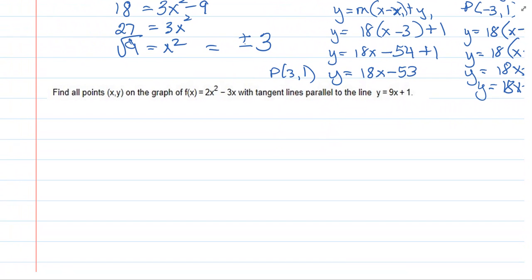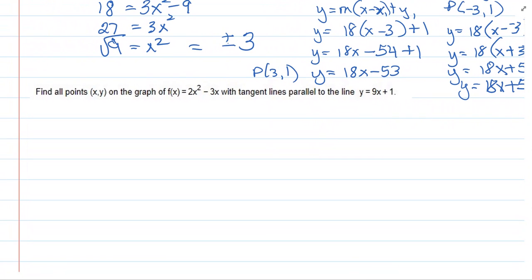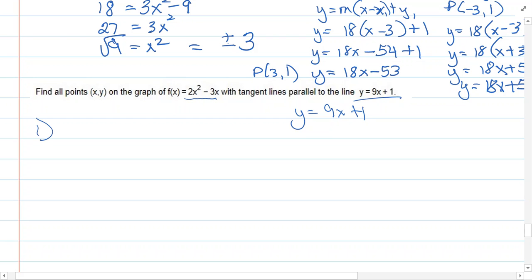Now we're at the last one. Find all points x, y on the graph of 2x squared minus 3 with tangent lines parallel to the line y equals 9x plus 1. Our first concept is, what is the slope?